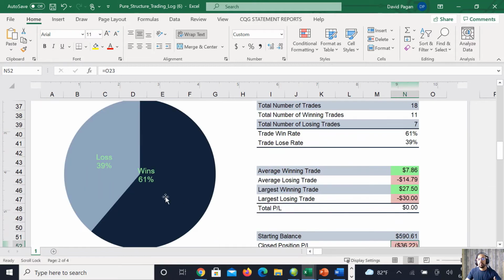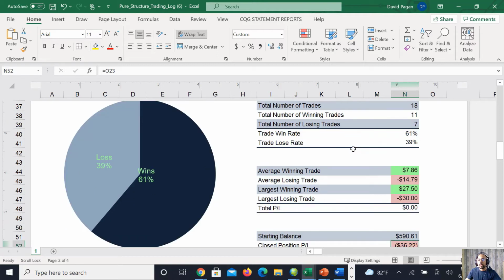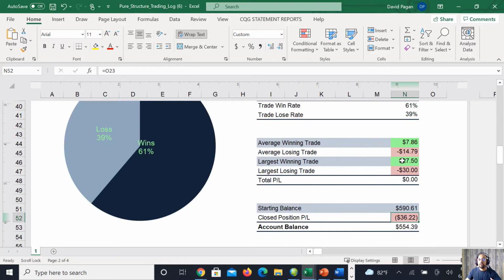So our win rate so far is about 61%, loss rate 39%. You can see the total number of trades put on so far between S&P and also gold has been about 18. Total number of winning trades about 11. Total number of losing trades about 7. So still not so bad, but I've just been taking a little bit bigger losers than winners, right? Average winning trade $7.86, average losing trade $14.79, largest winning trade $27.50, largest losing trade about $30.